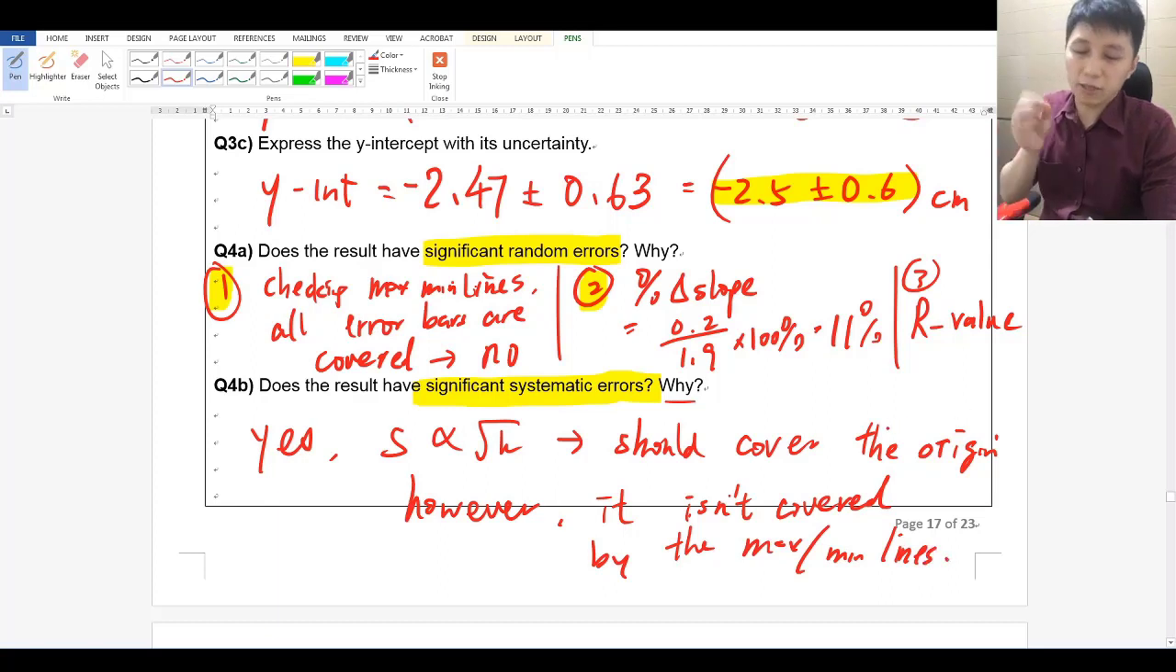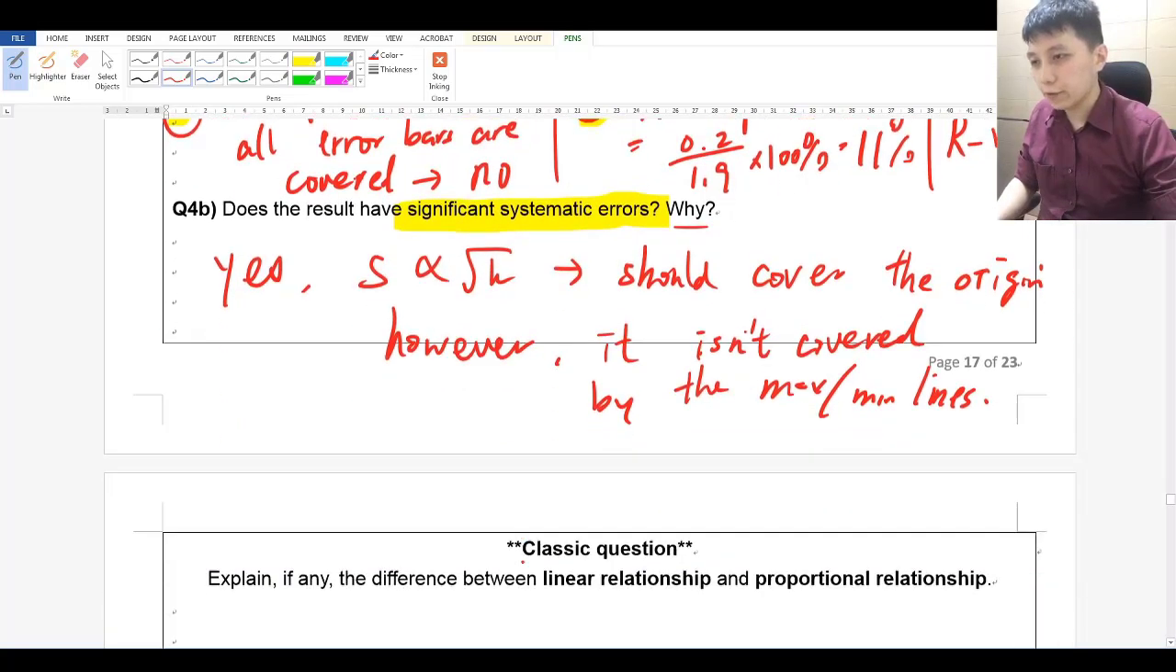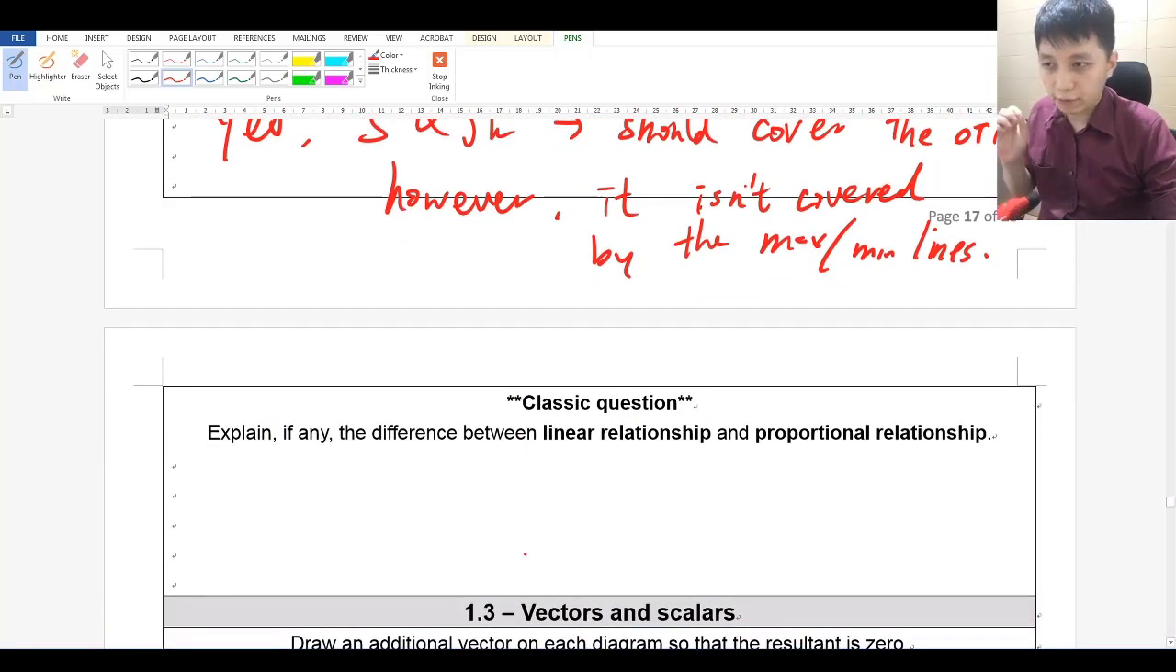Okay, so there must be significant systematic errors, which for this student, he would need to discuss in the evaluation section, to think of any possible sources of errors that he could locate and discuss why there is a systematic error.